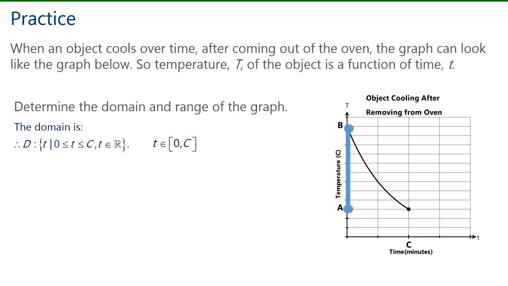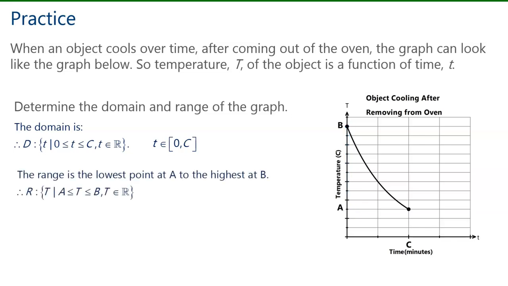Let's look at the shadow of the graph on the vertical axis. This runs from A to B, including both. The range is the lowest point at A to the highest point at B. So the range is a set of big T's such that big T is greater than or equal to A and big T is less than or equal to B, where T is a real number. In interval notation, this is big T is an element of the closed interval from capital A to capital B.